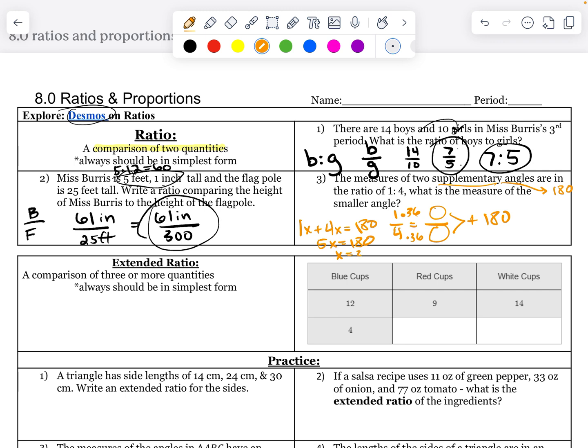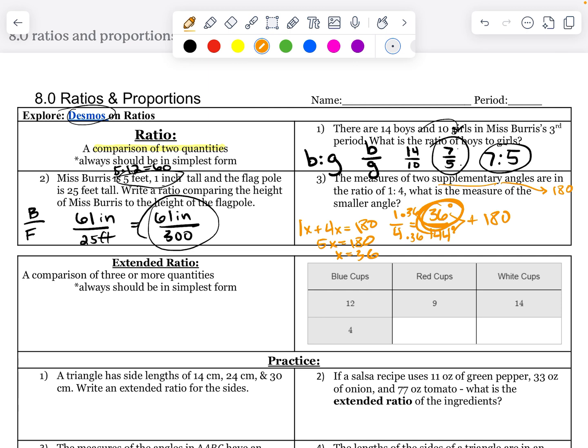X equals 36. So that means the smaller angle is 36 degrees. And then 4 times 36 is 144. 144 is the bigger angle. It asked for the smaller angle, so the measure of the smaller angle is 36. 36 plus 144 is 180. We're good. So this is how we can use ratios.